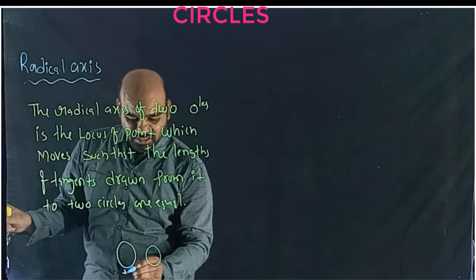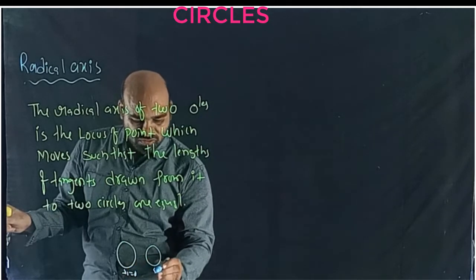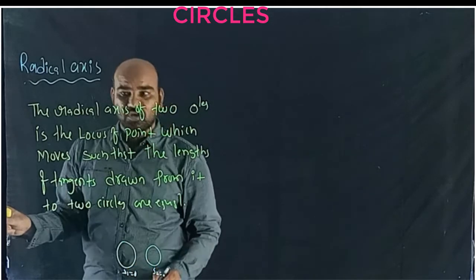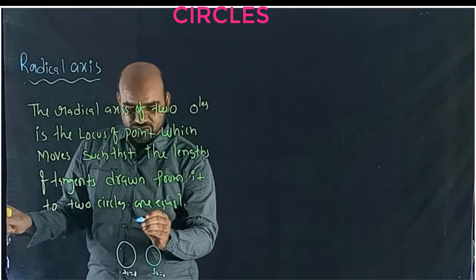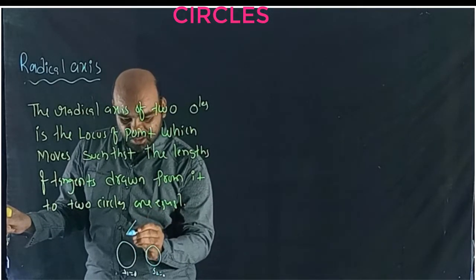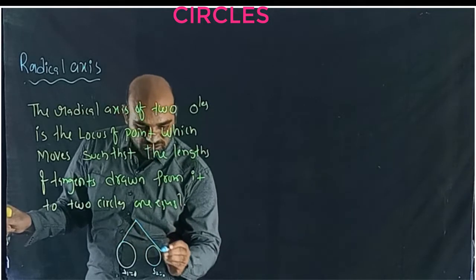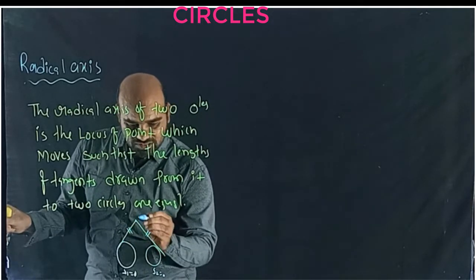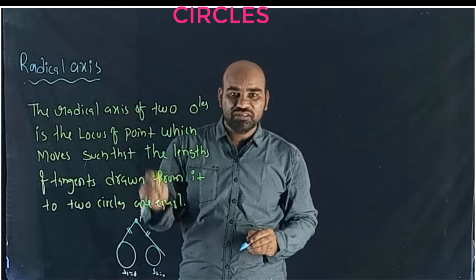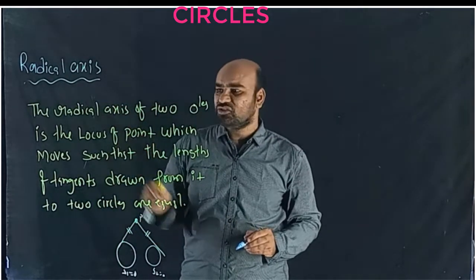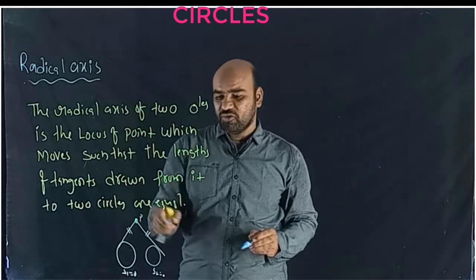This is S1 = 0 and this is S2 = 0. According to the definition, we want to find the locus equation such that the tangents drawn from that point have equal length. This length should be equal to this length, with the point P moving. What is the locus of P? That gives the radical axis. Actually the radical axis is a straight line. I will prove it now.